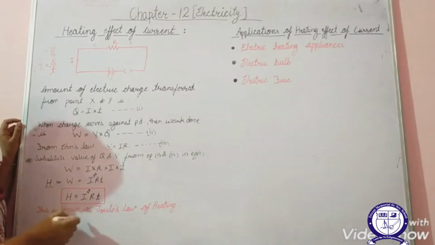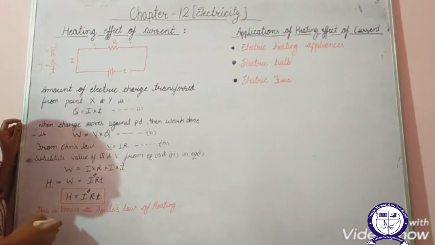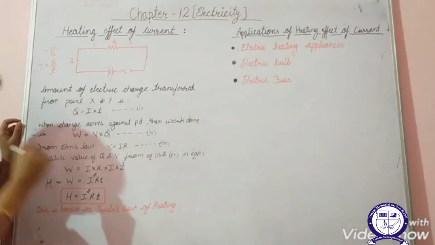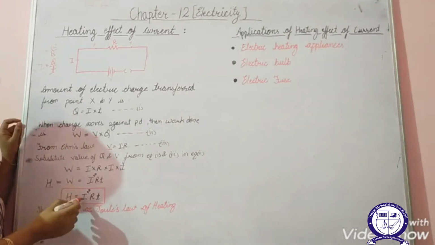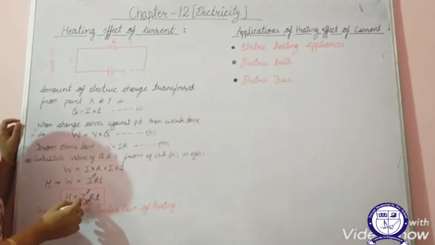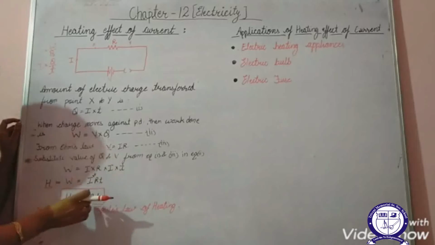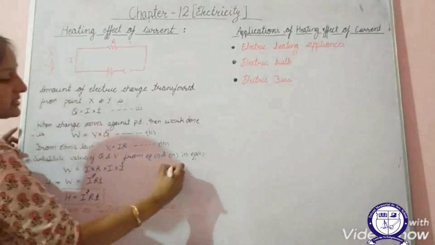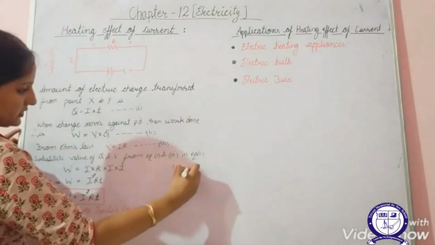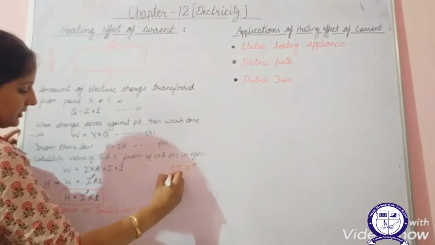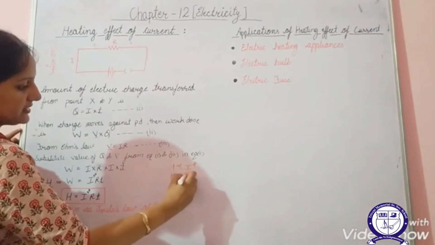Now this mathematical equation is also known as Joule's law of heating. Joule's law of heating states that the heat produced in a conductor is directly proportional to the square of the current flowing through the conductor, directly proportional to the resistance of the conductor, and directly proportional to the time period for which current is allowed to pass. So this is stated by Joule's law of heating.